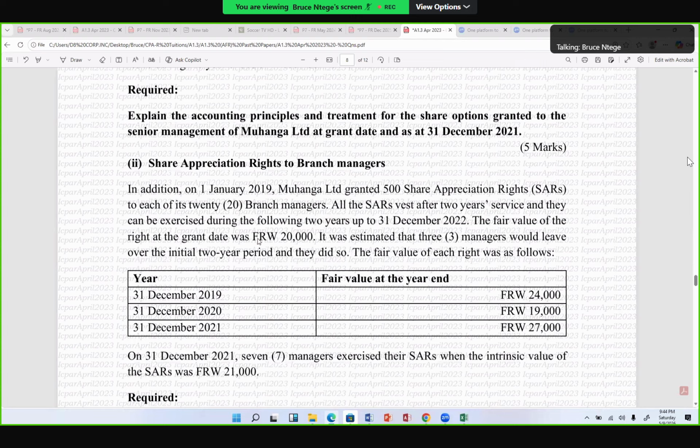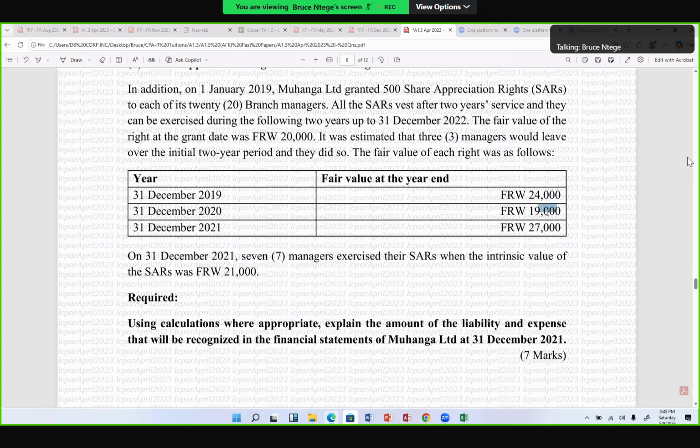Now, the fair value of each share appreciation right was as follows. At the end of year one, I'm going to move away from that 20,000 per share appreciation right to now 24,000, because cash settled, I need to always measure to the new fair value at each reporting date. At the end of year two, it is now becoming 19,000. So I'll adjust to a new fair value, and the changes I'll take to the P&L. By the end of year two, I'll have finished the 2-year vesting period. But they've given me again a fair value in year three. We need to check why.